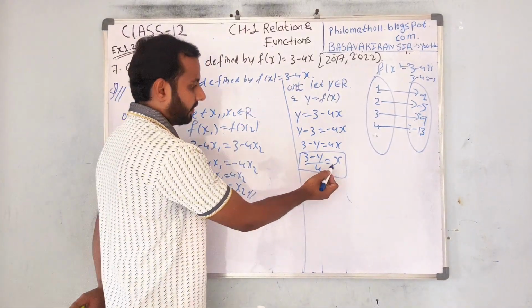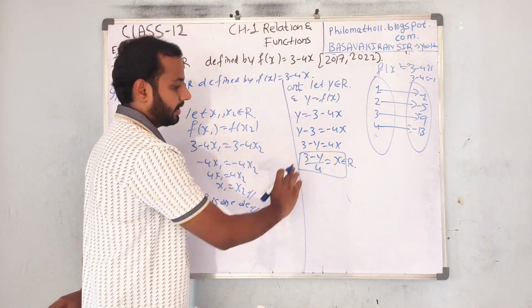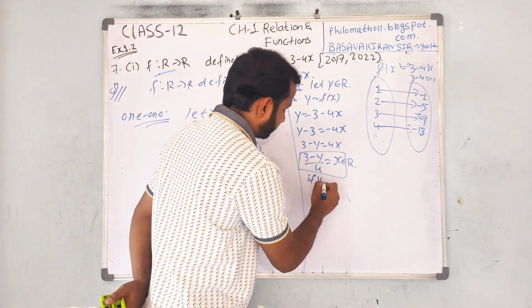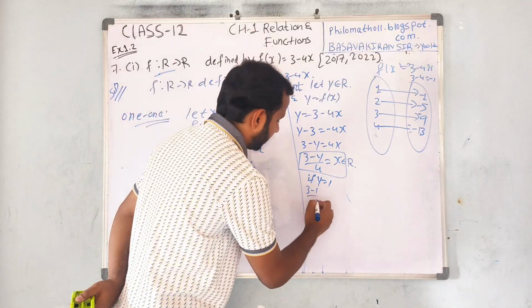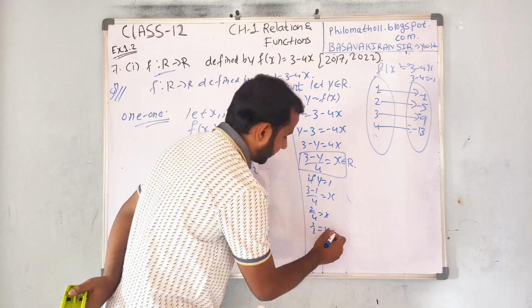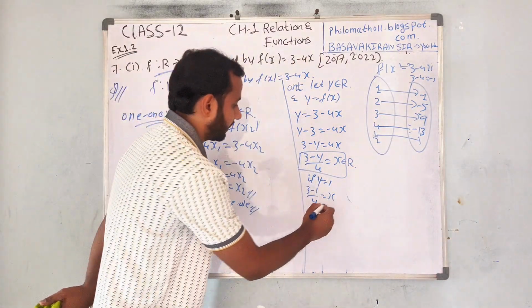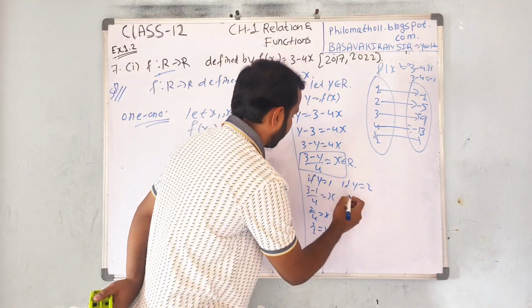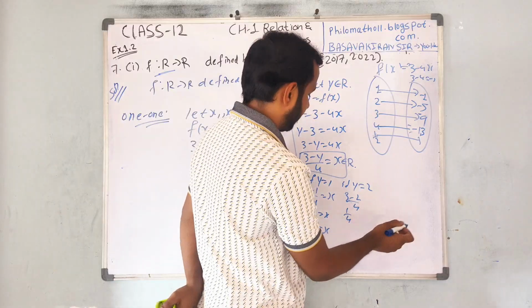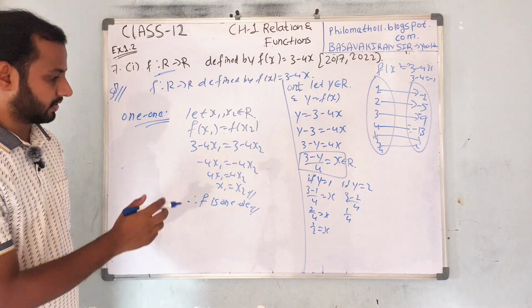Now I can say for every x belongs to ಯಾವುದಕ್ಕೆ? Real number. For every x belonging to a real number, there exists a value of y. Take any one example. If y is 1, y value 1 ತಗೊಂಡ ಮೇಲೆ 3 minus 1 divided by 4 equals x. 3 minus 1 is 2 by 4 equals x. 1 by 2 equals x. If I am taking y as 1, then I am getting x value as 1 by 2. One more example you can take. If y is 2, 3 minus 2 by 4, that is 1 by 4, right?